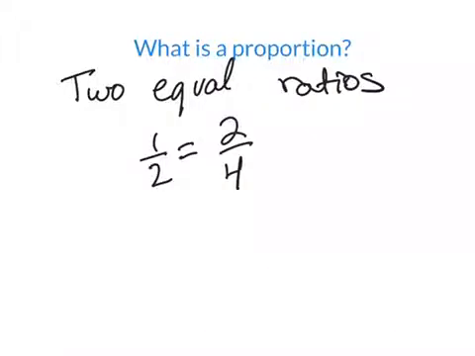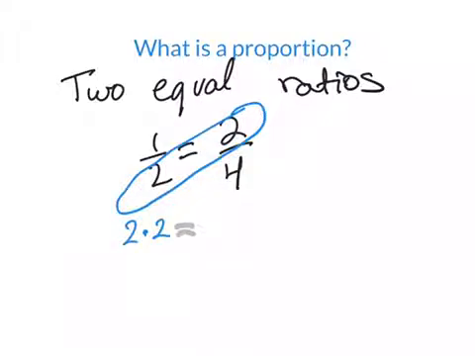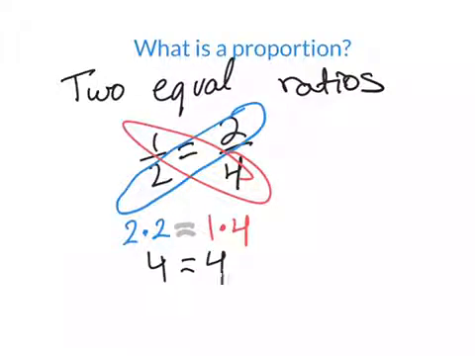Now the special thing about proportions is that if you weren't sure these were equal, you can actually check something called their cross products. So if we look across, 2 times 2 happens to be equal to 1 times 4. This happens every single time with a proportion. Both sides are going to be equal to each other when you cross multiply. So let's look at some other examples of proportions.